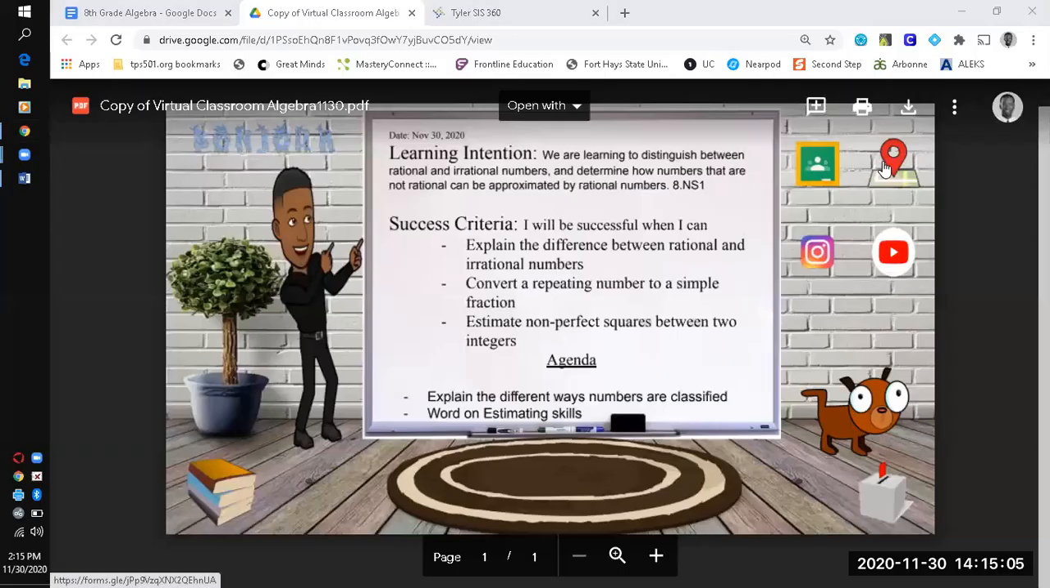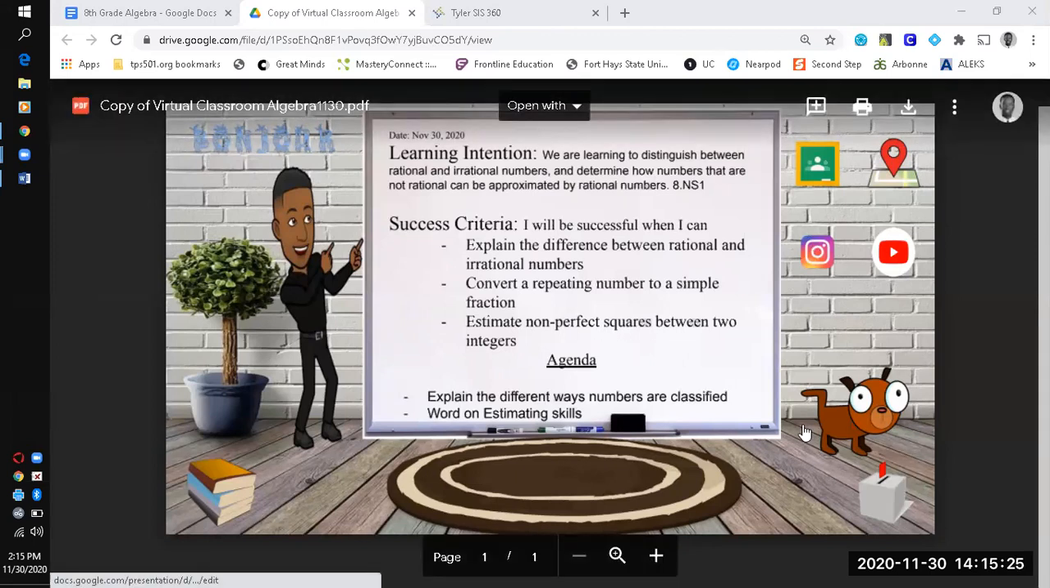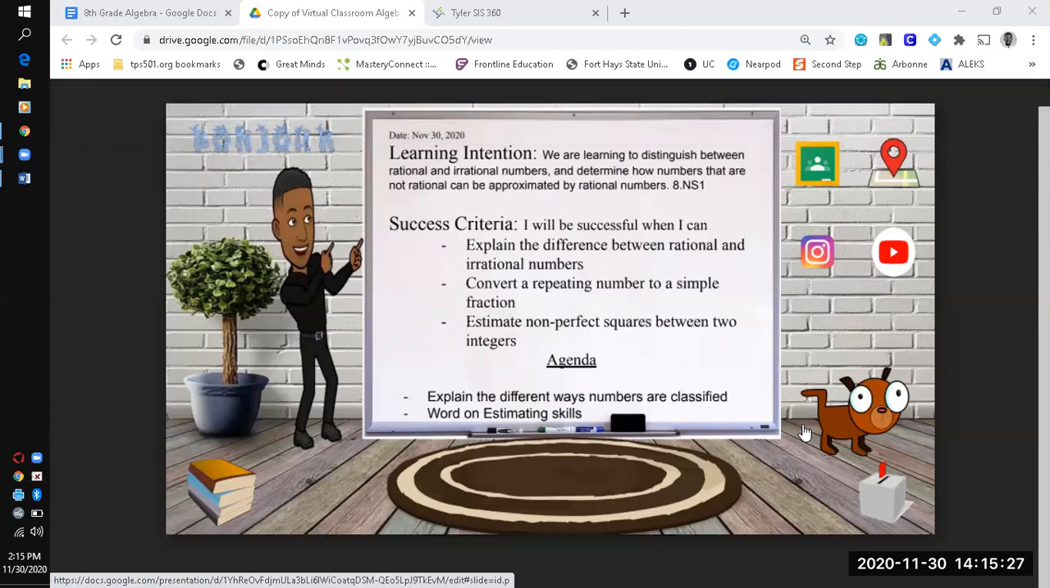All right, so for this portion of the class, the first two videos explained how numbers are classified and talked about terminating and repeating decimals, but for now we're going to look at this third learning intention, which is we'll be successful when we're able to estimate non-perfect squares between two integers. Basically just estimating numbers, but estimating correctly and trying to navigate at what part on the number line this would fit. So I'm going to pull up my whiteboard.